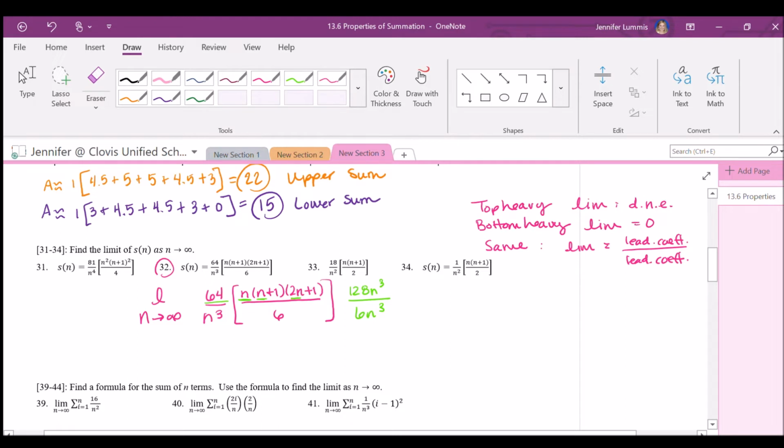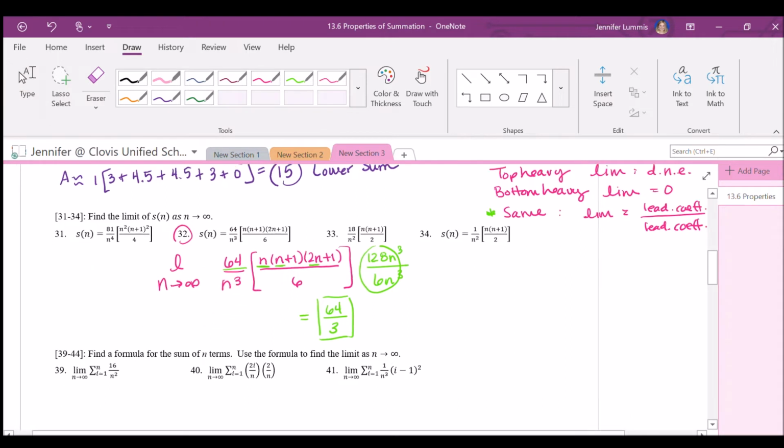Since we have the same highest power, our limit exists, and we're just going to look at the ratio of 128 over 6. So we can reduce that by 2 to 64 over 3. And that's all we're doing in these problems. Okay, so we're going to need that as we work through these last few problems.